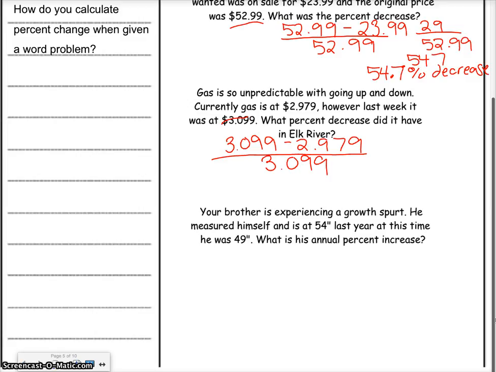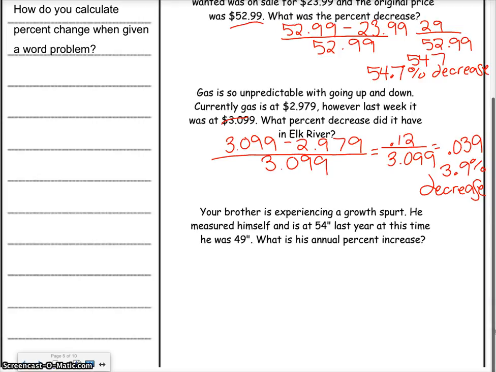So 3.099 take away 2.979 is 12 cents. Divided by where it started, 3.099. And it is 0.038. Just kidding, 0.039 rounded, which is a 3.9% decrease. So what did it do before exercise? Yeah. Like 4%. I'd take it.